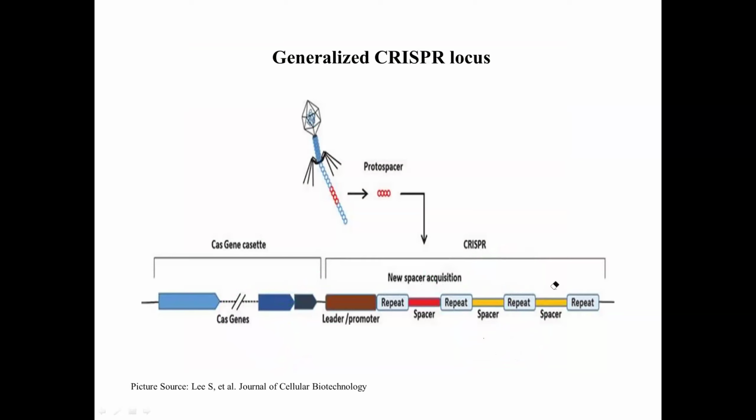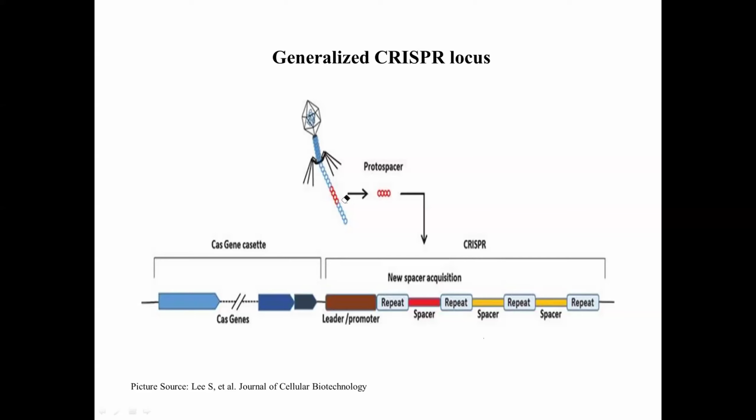You can see the repeats and the spacers, right? So the newly acquired spacer is shown here. So what happens is, you have a small portion of the phage genome. The phage will sit on the surface of the bacteria, and then with a syringe-like mechanism, it will pump the DNA inside. So this is a foreign nucleic acid.